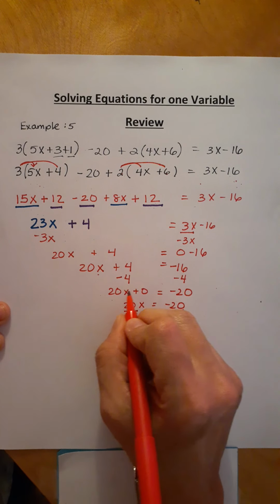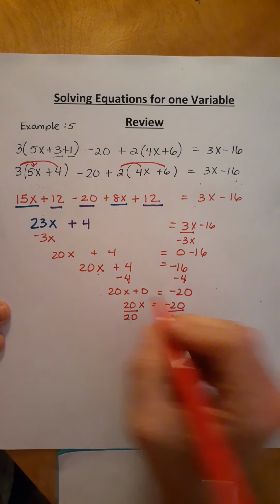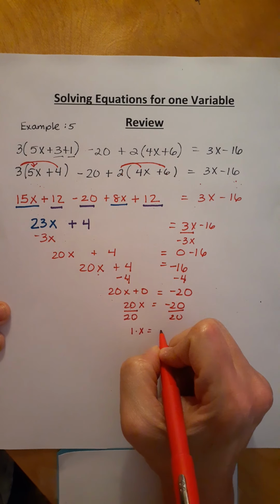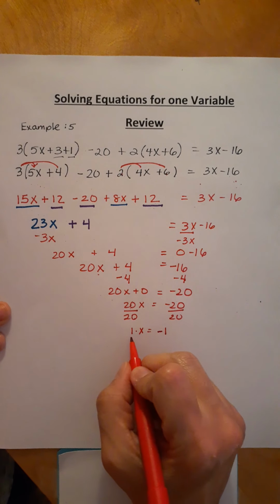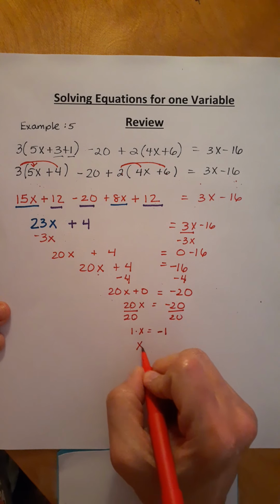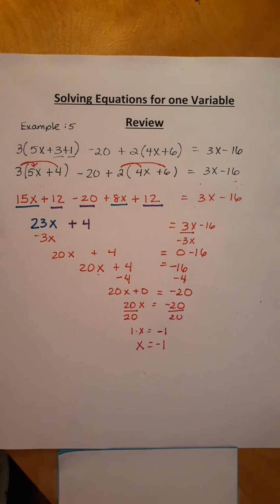Both sides. What I do to one side, I do to the other, like I do here. This gives me 20 divided by 20 is 1x equals, 20 divided by 20, and the top one is negative 1. Okay, 1 times x, as in the multiplication identity, is just x equals -1.